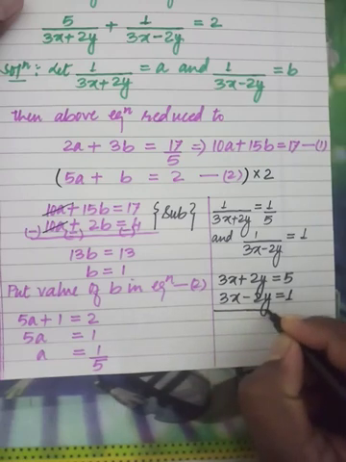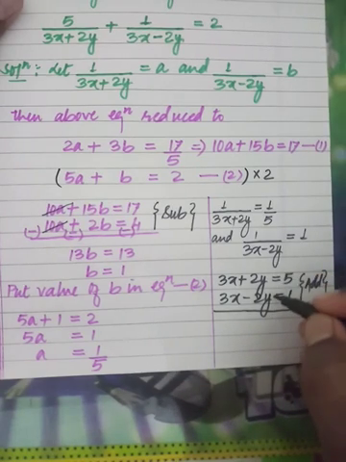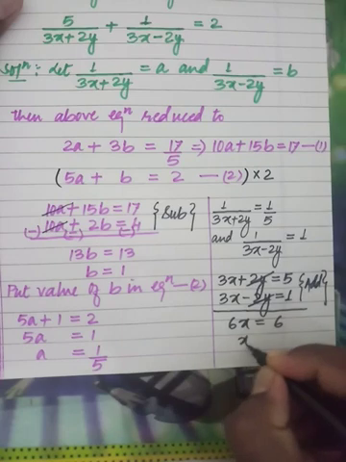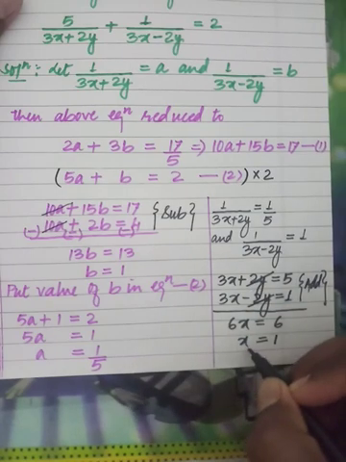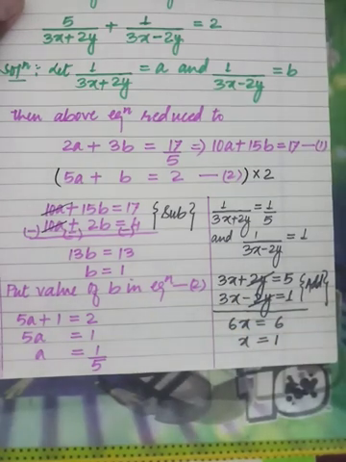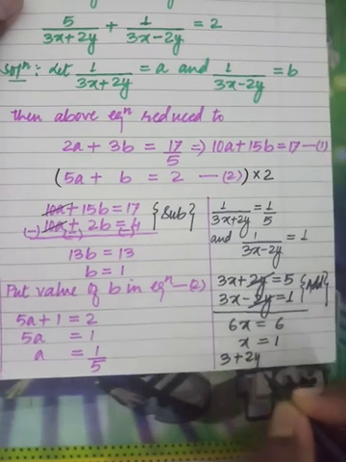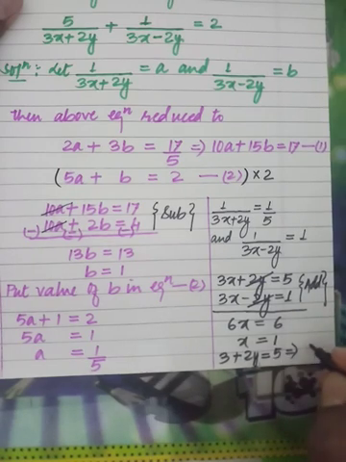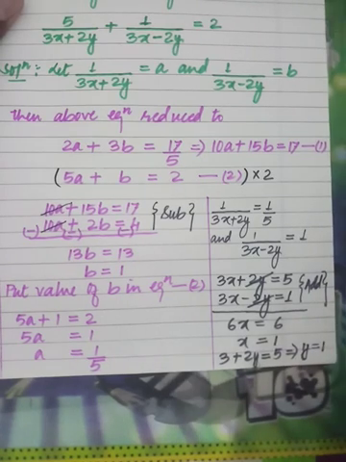The coefficients of y are already equal and opposite in sign, so I can add these two equations. So 2y cancels out, this would be 6x equal to 6, and we are getting the value of x is equal to 1. So I hope you are getting this, x equal to 1. And when you put this value of x in any one of the equations, if I put 1 here, this will become 3 plus 2y is equal to 5, and you are getting y equal to 2 by 2, that is y equal to 1. So the solution of this equation is x equal to 1 and y equal to 1.